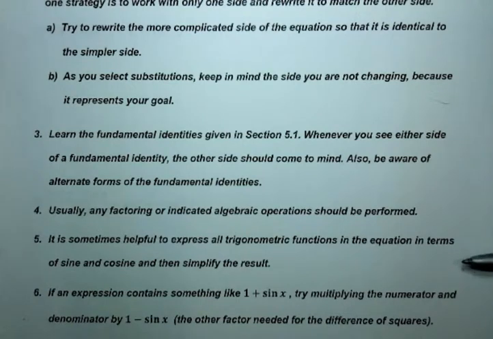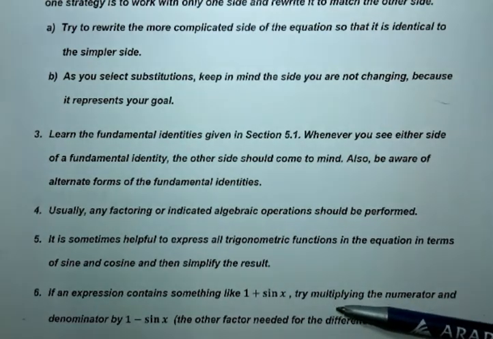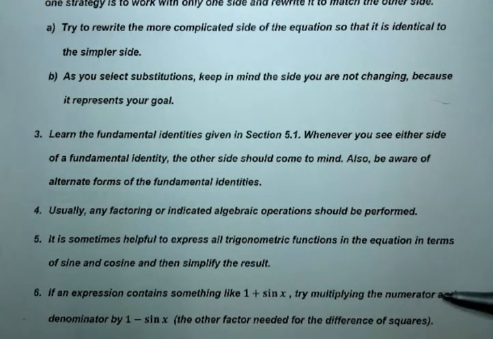Another strategy we use quite a bit is to rewrite all the trig functions in the identity in terms of sine and cosine, and then simplify what we have from there. Another one that we use sometimes is that if we have an expression, something like 1 plus sine of x, we try multiplying the numerator and denominator of our expression by 1 minus sine of x. What we're looking for is the two different factors that we would need for the difference of squares. If we had 1 plus sine x, the other factor we need for the difference of squares would be 1 minus sine x. This can come up in lots of different forms. This is just an example.